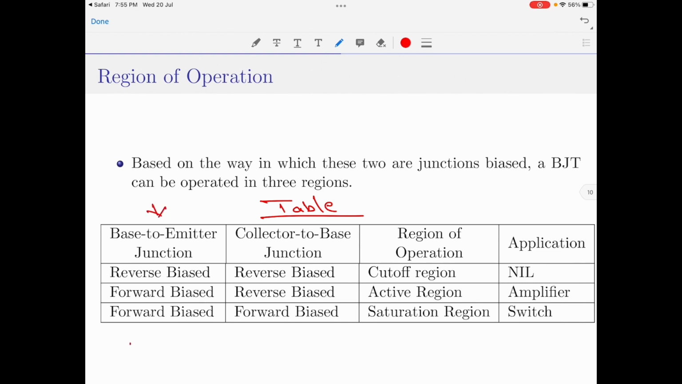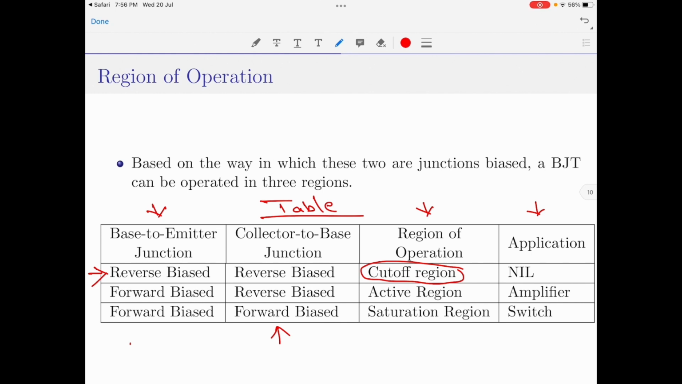Then we have the collector to base junction, which is shown in the second column on the left. The third column indicates the region of operation, and the last column, the rightmost one, indicates the application for which that particular configuration is used. Let us consider this particular row. When both the base to emitter junction and collector to base junction are reverse biased, the BJT operates in the cutoff region, and during this region the BJT is said to be in the off state.